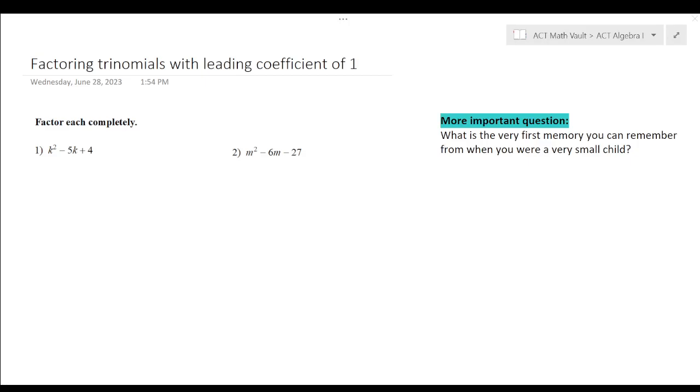Hi everyone, in this video I want to talk about factoring trinomials with a leading coefficient of 1. Here are the two problems that we'll do.